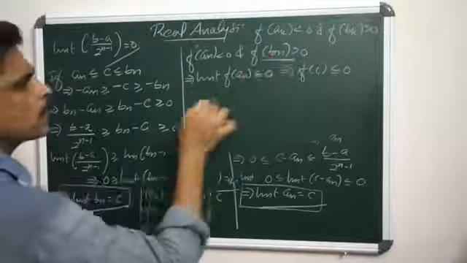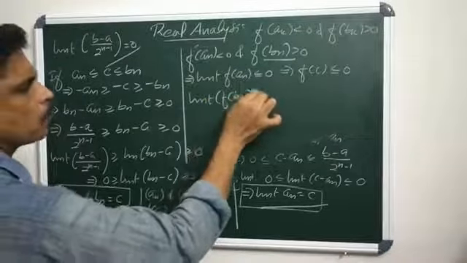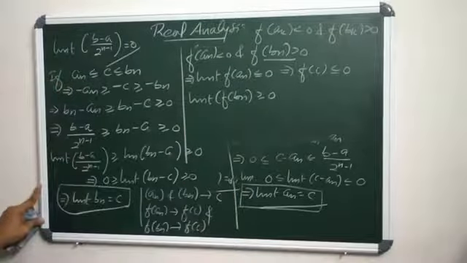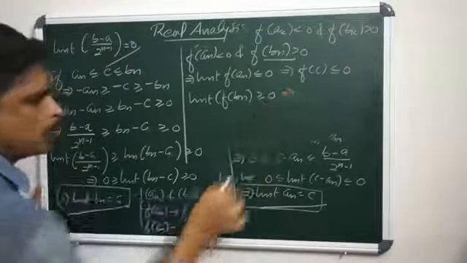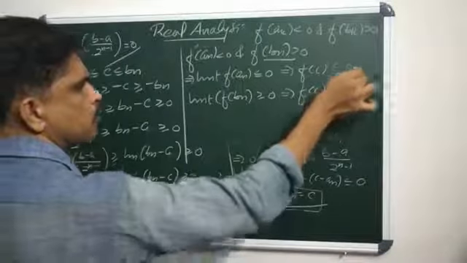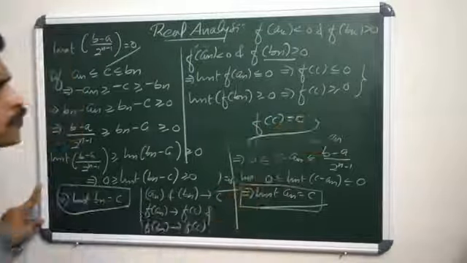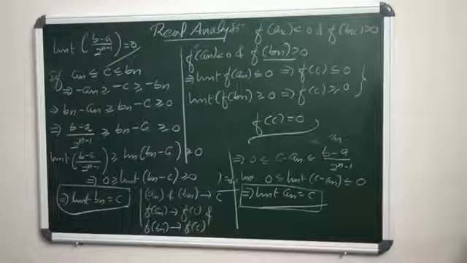Again, f(b_n) is greater than or equal to 0. f(b_n) greater than or equal to 0 means the limit of f(b_n) is greater than or equal to 0. What is the limit of f(b_n)? That's again f(c). That is f(c) greater than or equal to 0. So combining f(c) less than or equal to 0 and f(c) greater than or equal to 0, combinedly we have f(c) equals 0. That is what we required here.